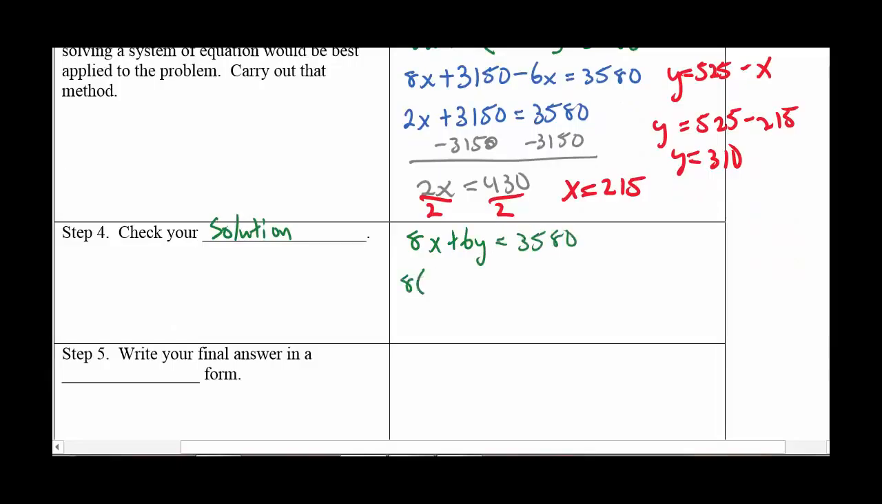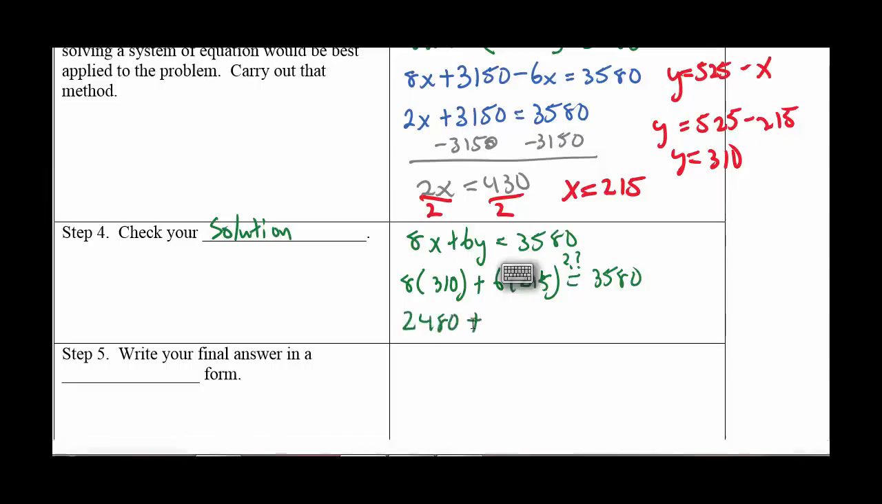Okay, so the question is, 8 times 310 plus 6 times 215, does that in fact equal 3,580? So if I type that in a calculator, I get 2,480 plus 1,290, and if I add those two numbers together, 2,480 plus 12, let me make sure my math is right.